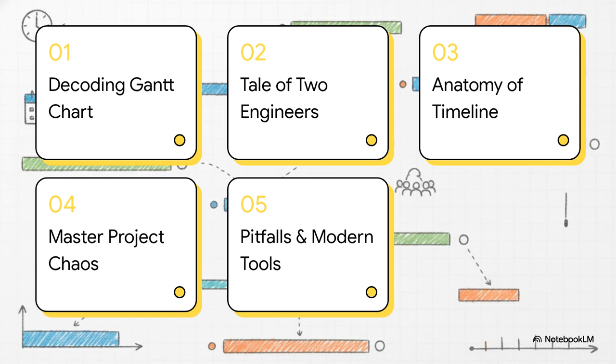First, we'll decode the Gantt chart itself. Second, a little tale of two engineers. Third, we'll look at the anatomy of a timeline. Fourth, mastering your project chaos. And finally, we'll wrap up with common pitfalls and modern tools.